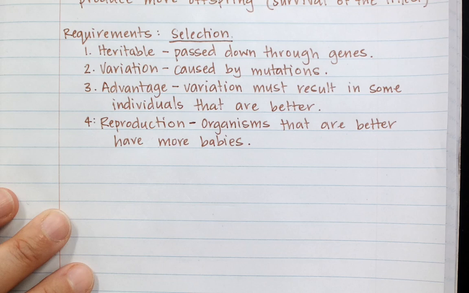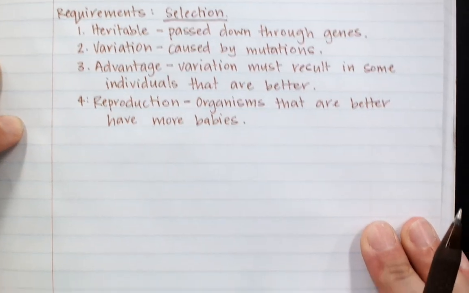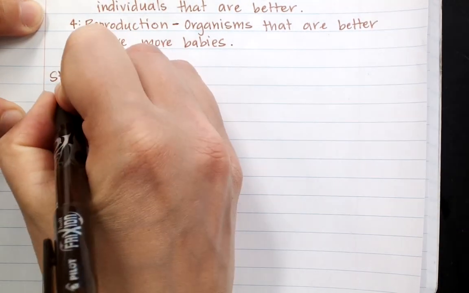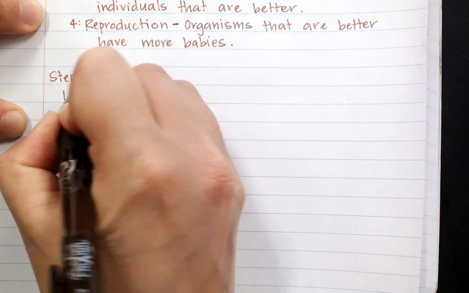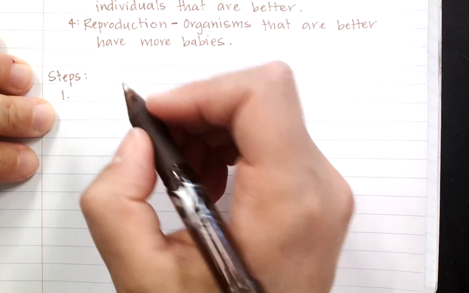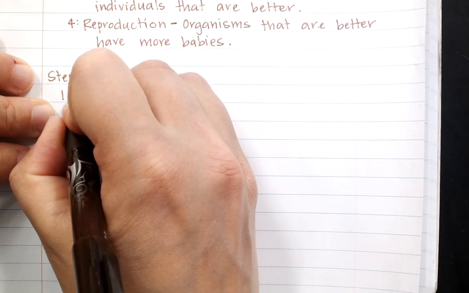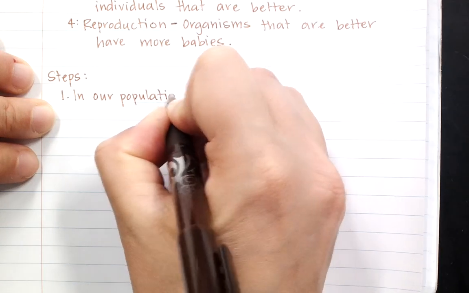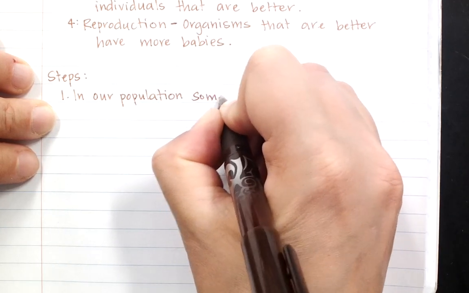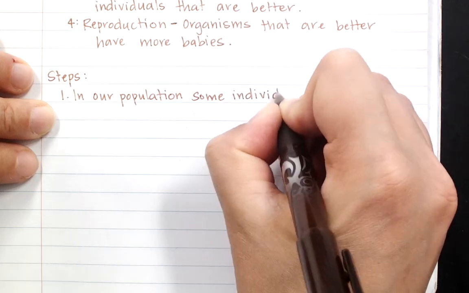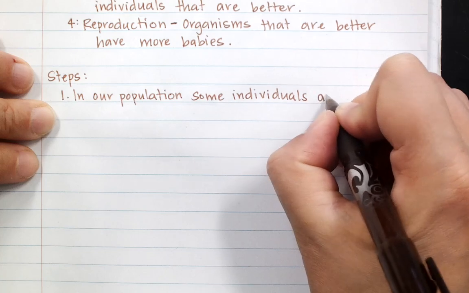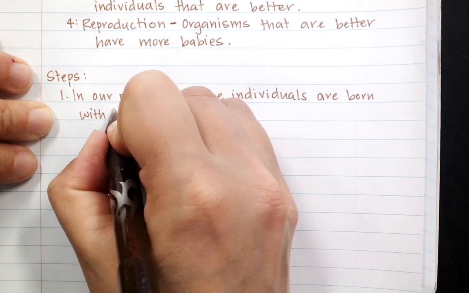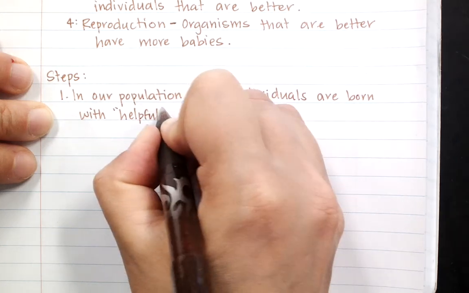So, there are some steps that we're always going to use when we're talking about evolution by natural selection. Step number 1, a population. So we're going to have in our population some individuals are born with helpful traits.